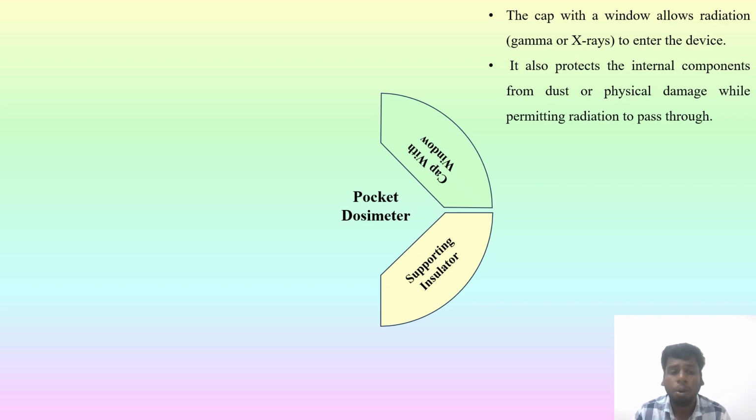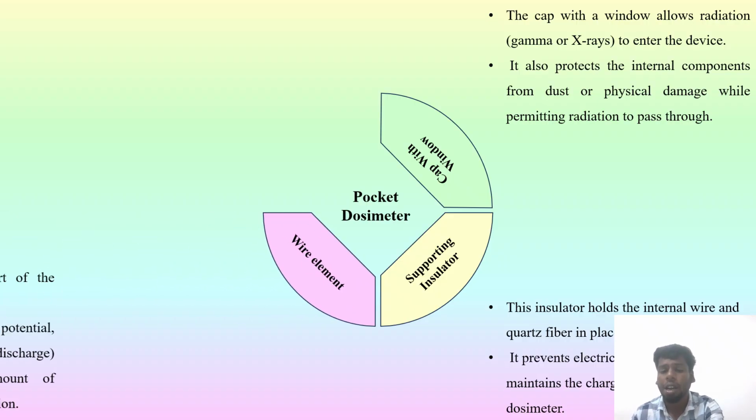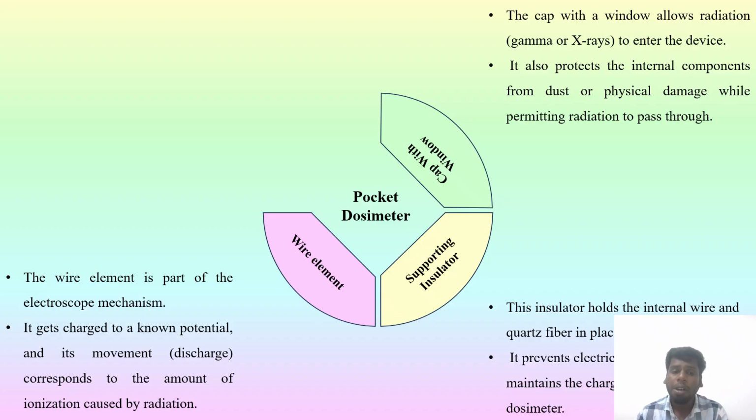The second one is the supporting insulator. It holds the internal wire, which contains a quartz fiber. It prevents electrical leakage to maintain the charge of the dosimeter. The next one is the wire element. A wire element is a part of the electroscope mechanism. It is a thin element present in the dosimeter.